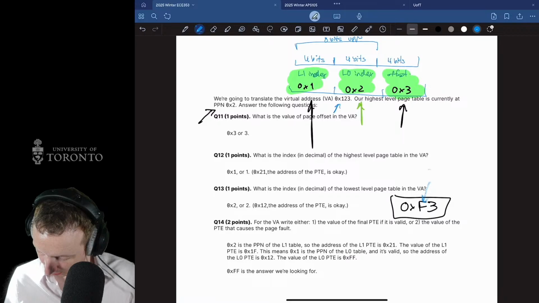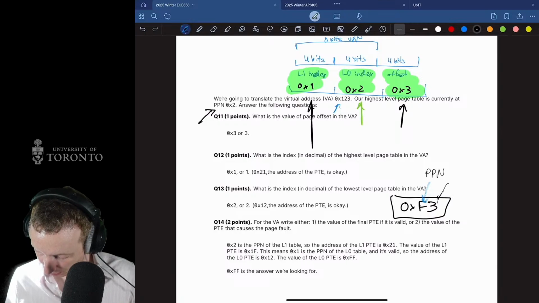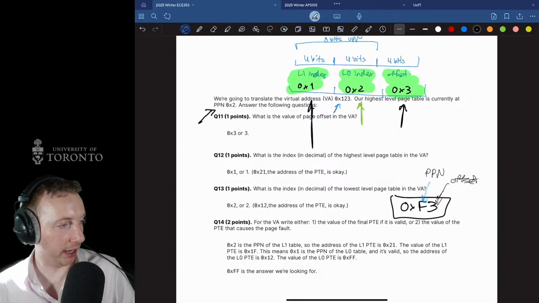This was from the PPN that we've looked up after 2 levels of page tables, and this is just the offset that we don't change. All right, so hopefully that got you.